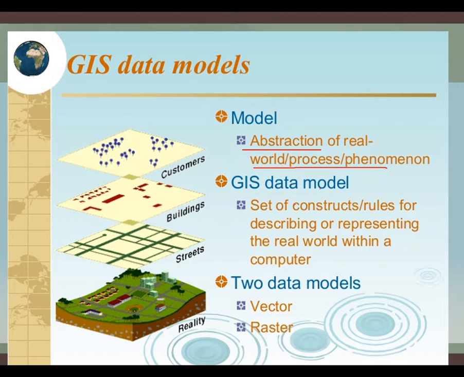A data model is a set of constructs, some rules, for describing or representing the real world within a computer. We want to put the real world in a computer. Just open Google Earth. That's the real world, the Earth, the globe. We want to represent this in a model, and that's the meaning of the word model. So it's data that we want to represent and show to the user in terms of a map that tries to mimic, abstract, or represent the real world.